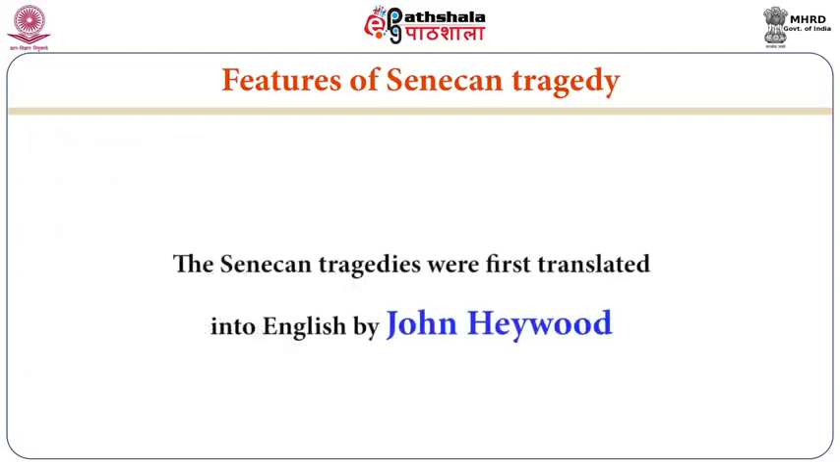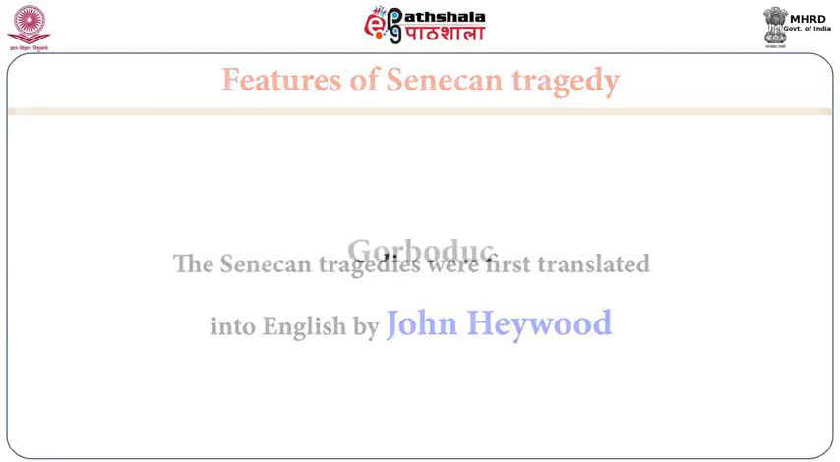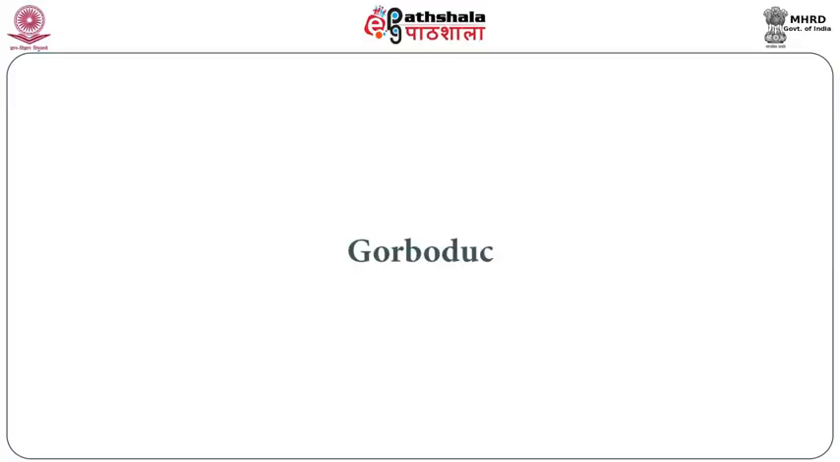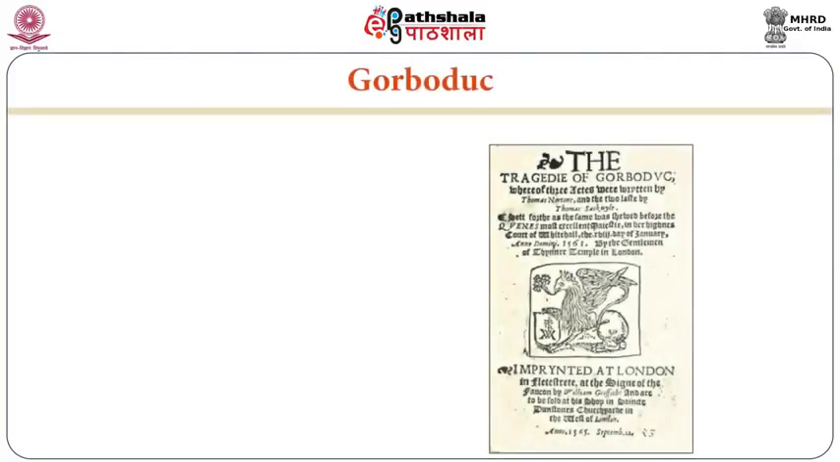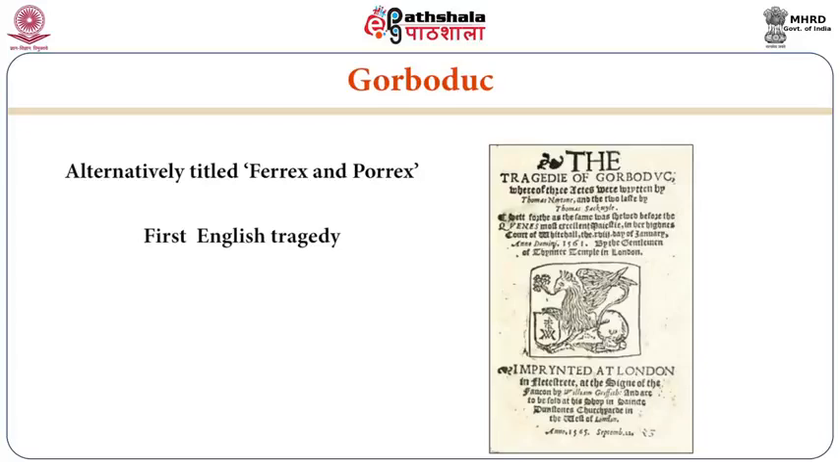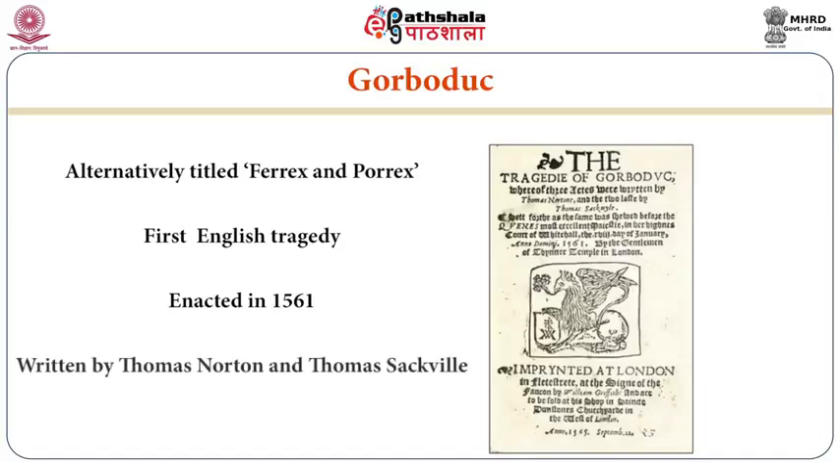The Senecan tragedies were first translated into English by John Heywood. Now, we must discuss at length the first English tragedy called Gorboduc, alternatively titled Ferrex and Porrex. The play was the first English tragedy and it was enacted in the year 1561 AD. It was written by Thomas Norton and Thomas Sackville, so it is called Sackville and Norton's tragedy.